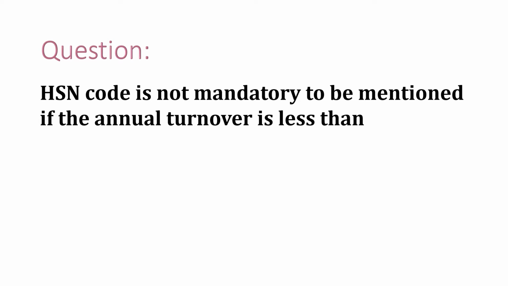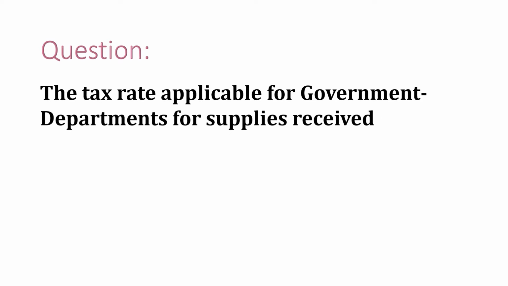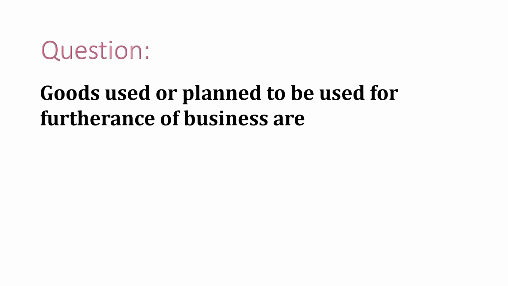The next question. HSN code, that's Harmonized System of Nomenclature code, is not mandatory to be mentioned if the annual turnover is less than how much? And the answer is 1.5 crores. The next question. The tax rate applicable for government departments, especially TDS, for supplies received is? The answer is 1%.